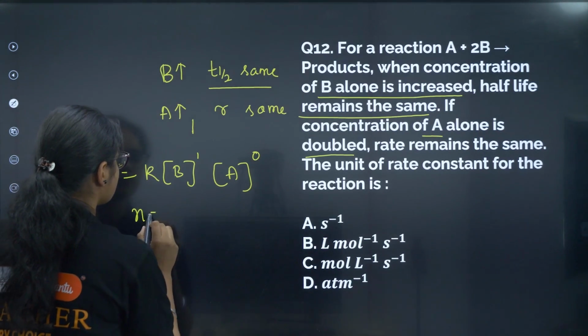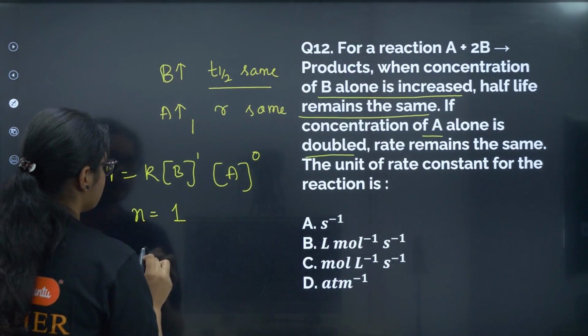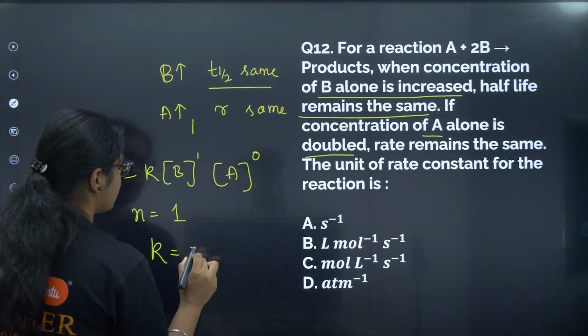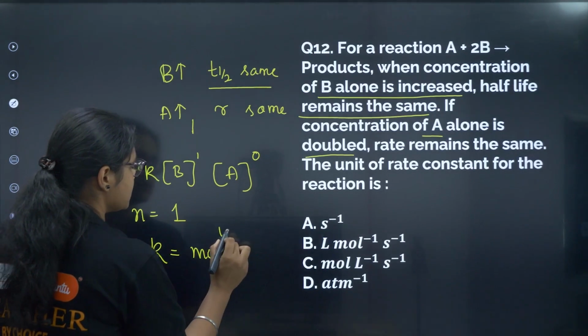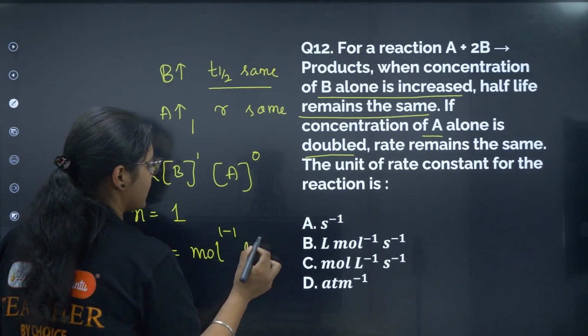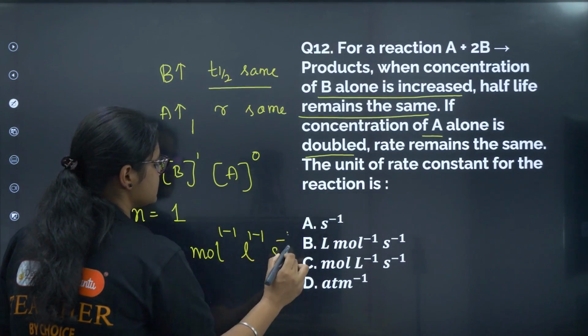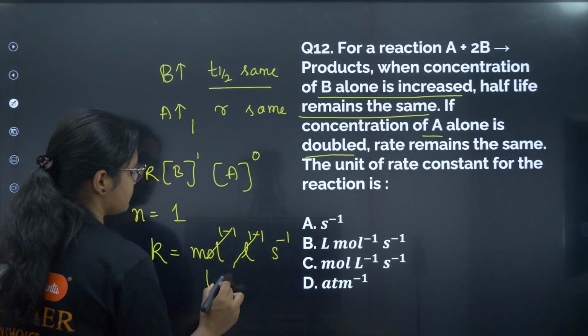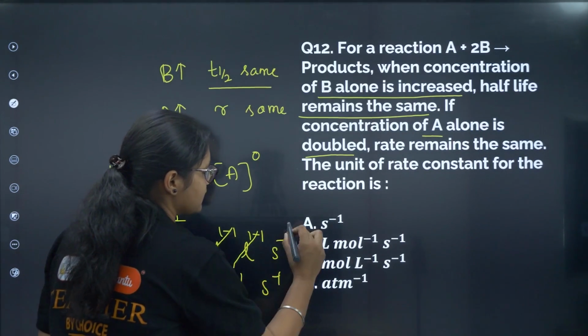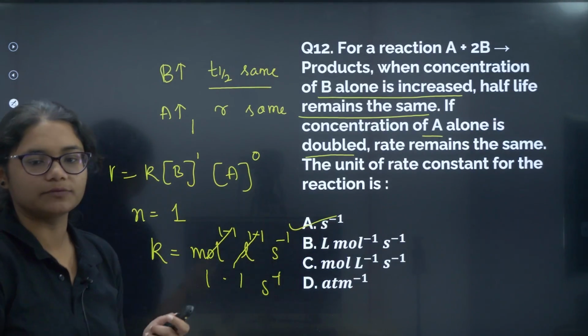So what is the overall order of the reaction? 1. For order 1, what will be the unit? Again I told you, mole^(1-n), so 1 minus 1, liter^(n-1), so 1 minus 1, second inverse. This will be mole^0 liter^0, so we get second inverse, and the correct answer for this question is option A.